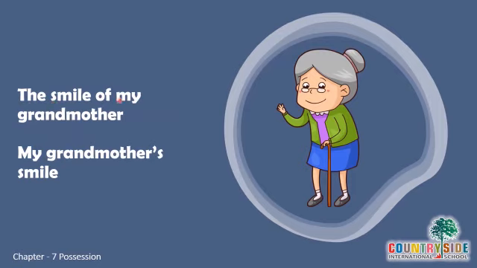The smile of my grandmother. What is the thing? Smile. And whose smile are we talking about? Grandmother. So how will we write? My grandmother's smile. You need to remove "of". First write my grandmother, put apostrophe S and then smile. My grandmother's smile.